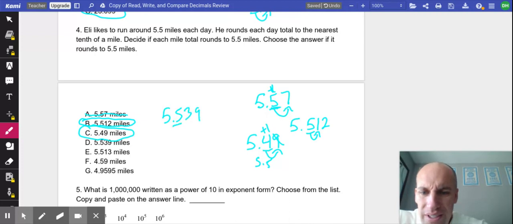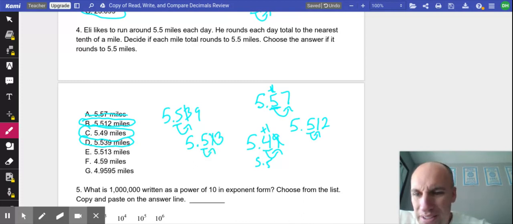5.539. Underline the tenths, look at the hundredth. The hundredth is a 3, we stay the same, so it's 5.5. That one will work. Underline the tenths, look at the hundredths, stay the same because it's not a 5 or above. That one will work.